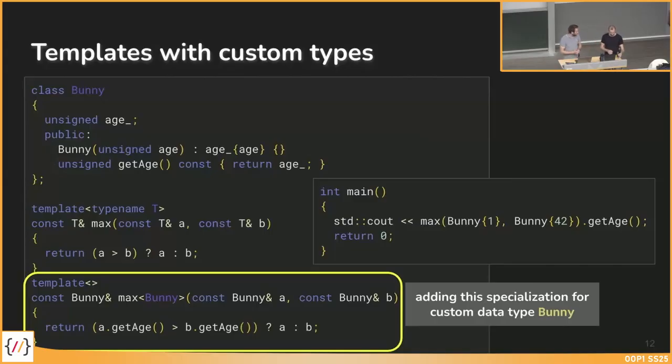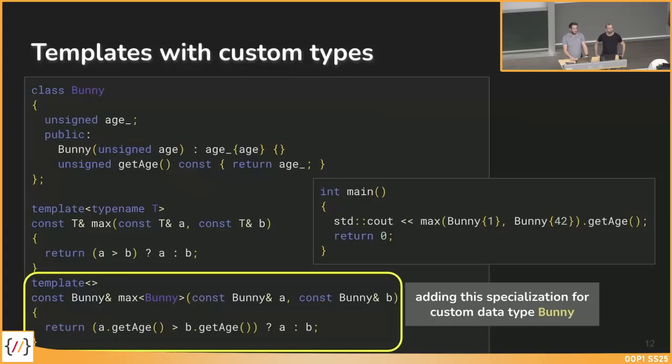Yeah, that's a very good question. So what is the benefit of doing it like this and not just overloading the operator? So in this case, we can call the max function for two bunnies, but we cannot compare two bunnies in any other place in our program because this is not specified. So if we do not want to offer comparisons, but just the max function, we can do it like this.